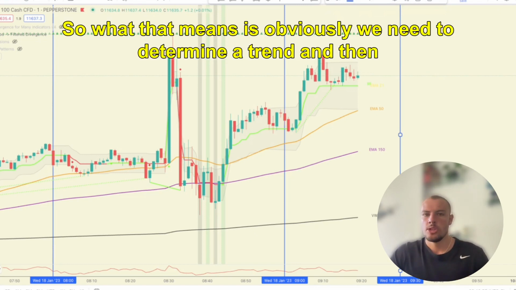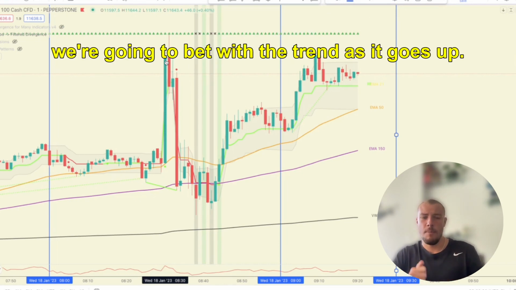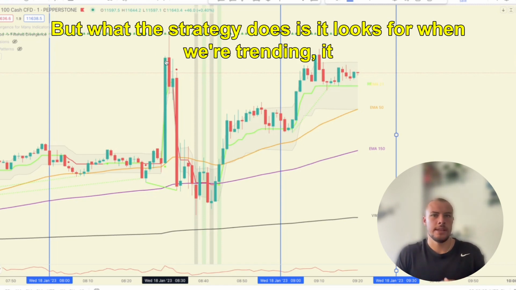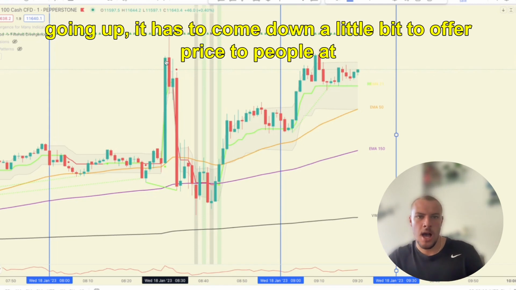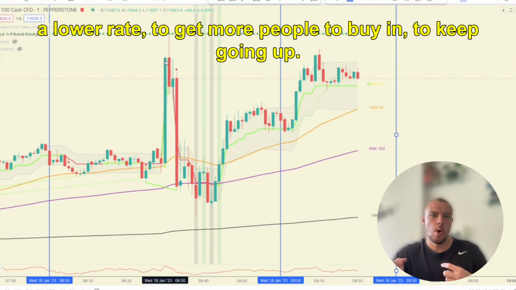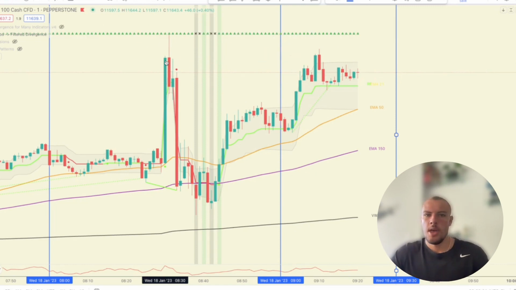All right, so what this strategy is all about is trend scalping, okay? Trend scalping. What that means is obviously we need to determine a trend, and then we're going to bet with the trend as it goes up, okay? But what this strategy does is, when we're trending, it looks for that little pullback, because in order for price to keep going up, it has to come down a little bit to offer price to people at a lower rate to get more people to buy in to keep going up. So I hope that makes sense.